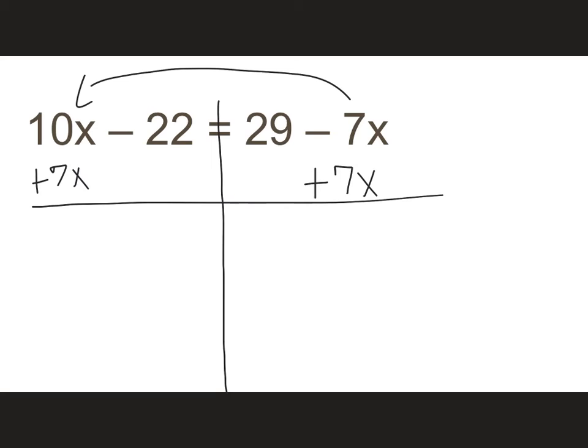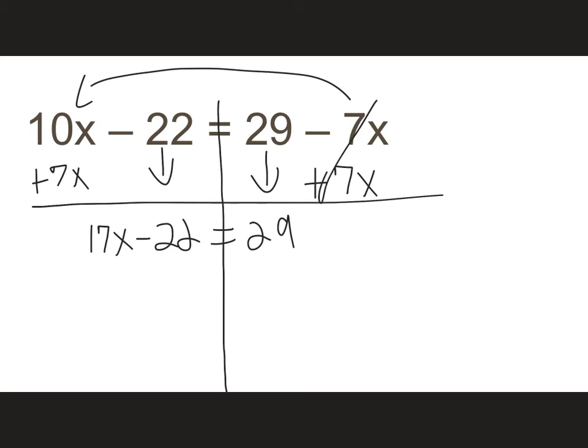10x plus 7x is going to equal 17x. Now let's bring down this minus 22. Of course, bring down your equal sign, and let's bring down this 29. We know these have canceled out because a negative 7 plus a 7 is 0.